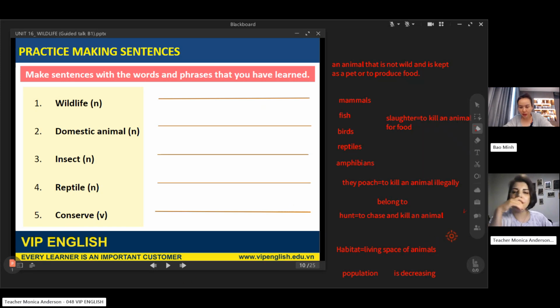Many years ago in Vietnam, people usually hunted animals for entertainment. For fun. Yes, for fun.